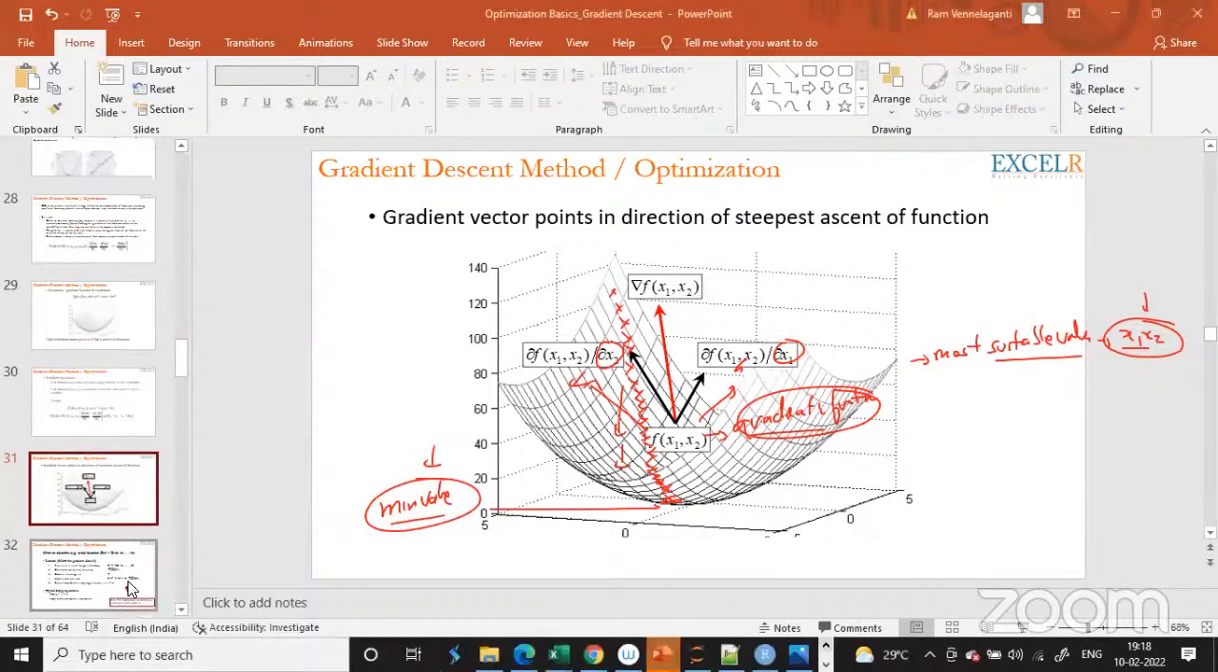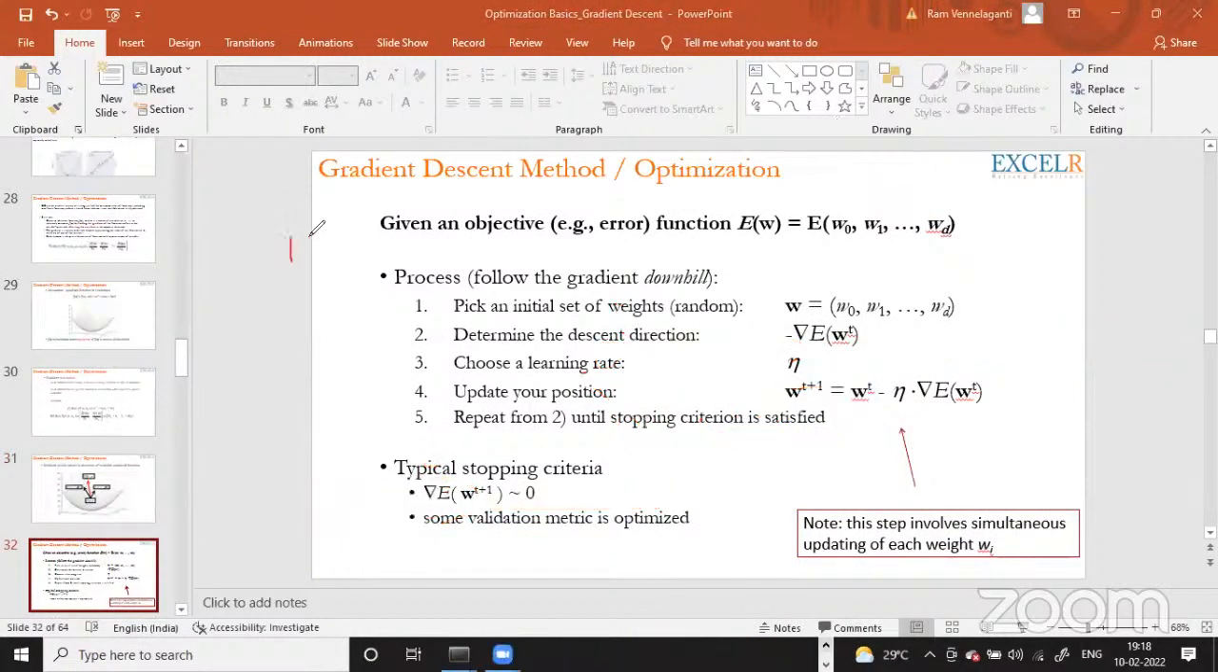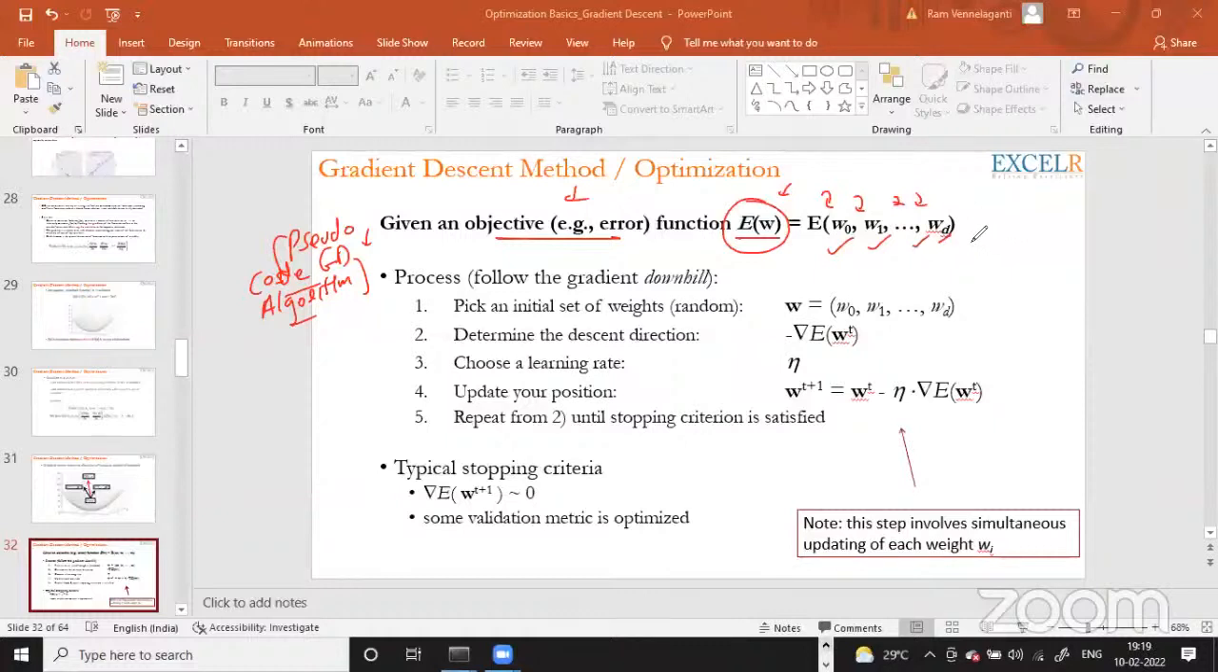Now, what is the pseudocode? How can you write the pseudocode for your gradient descent algorithm? That is the question. So now we have the error function. First, define your error function or your cost function. It is nothing but a gradient vector with all our weights, with all our coefficients, or you can say parameters. It is a function of all our weights.